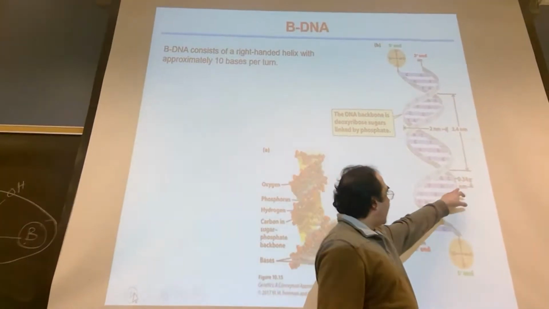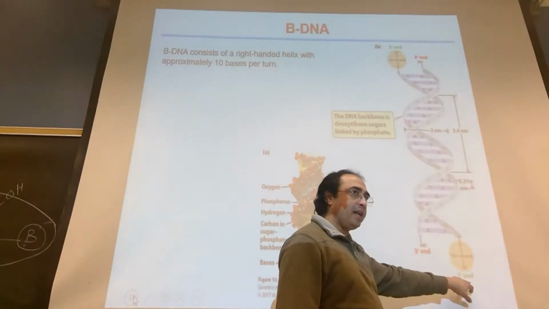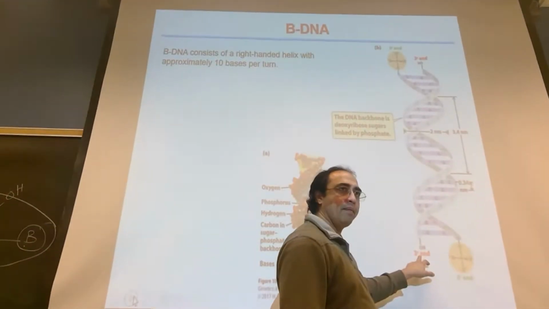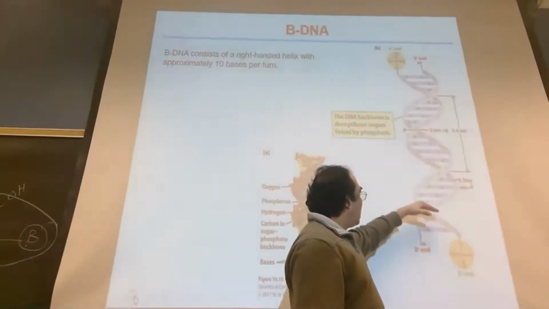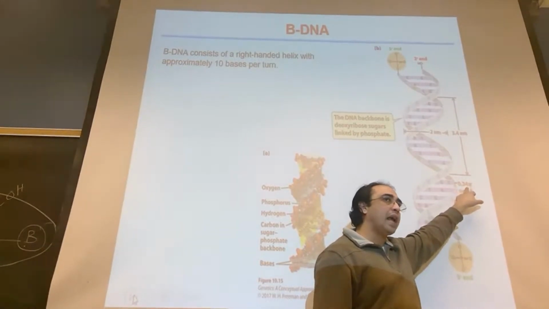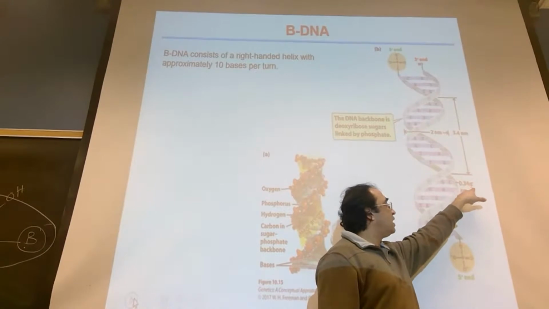There are two anti-parallel strands. On one side, this is the 5' end, so it runs 5' to 3' in this way, and this one is the 3' end with the OH group, so it runs 3' to 5' in this way. Each and every base pair, each rung of the ladder, is 0.34 nanometer apart.